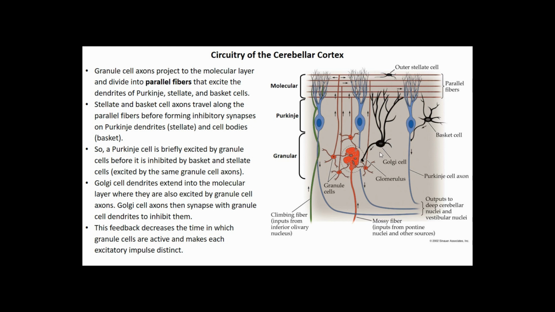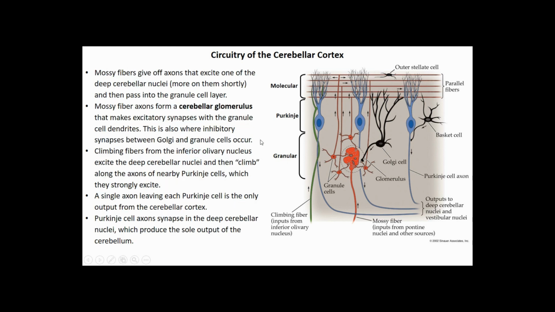So what this does is we've already got the on-off of the Purkinje cells modulated by granule cell stimulation, stellate and basket cell inhibition. The Golgi cells are now actually allowing the granule cells to kind of go on-off as well, so that each one of their stimuli is distinct. So they're on, off, and it's clear when one stimulus happens and when another doesn't.